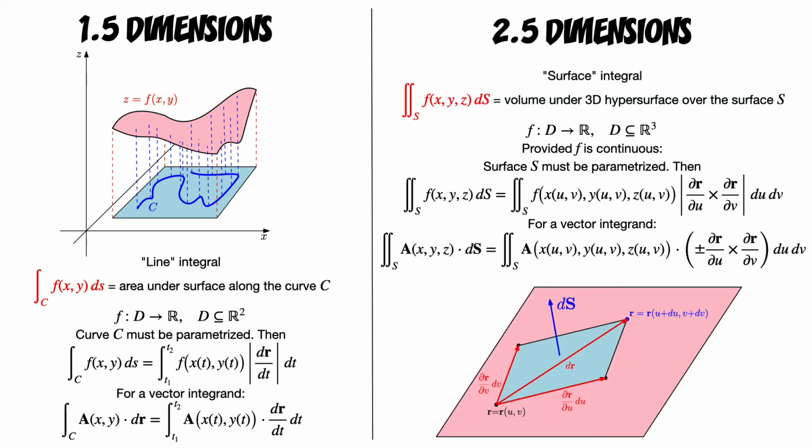A surface integral is a bit like this too. It's where we take a function of three variables, like a volume integral, but integrate it over just a 2D surface, like an area integral. So it's sort of 2.5 dimensional.